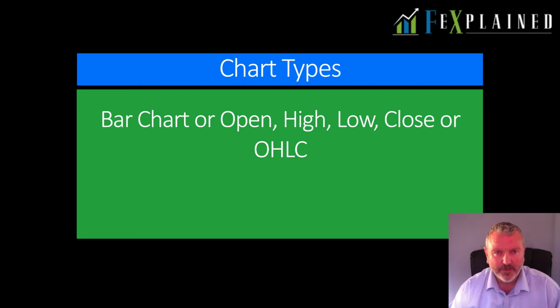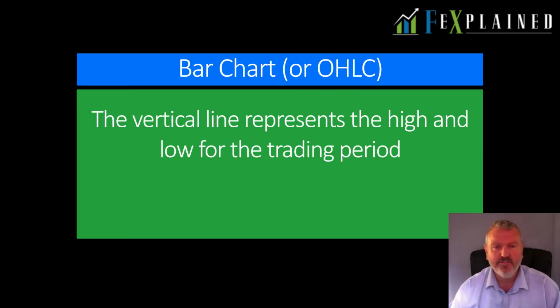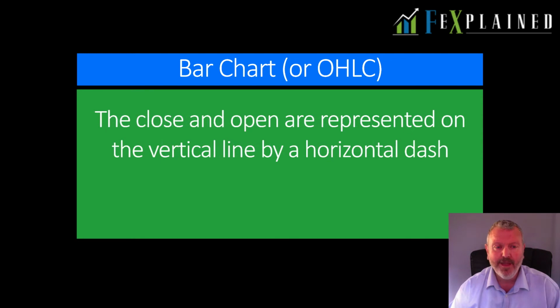The next chart type we're going to look at is the open high low close chart, the OHLC, also known as the bar chart. This is a vertical line which represents the high and low for the trading period. And then the open is indicated by a small horizontal dash to the left of the vertical line, and the close by a small dash to the right of the vertical line.